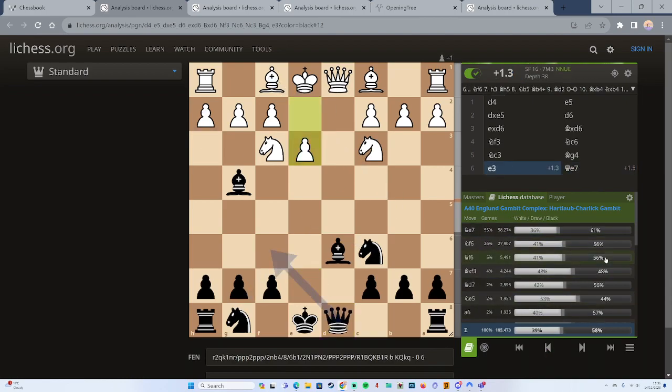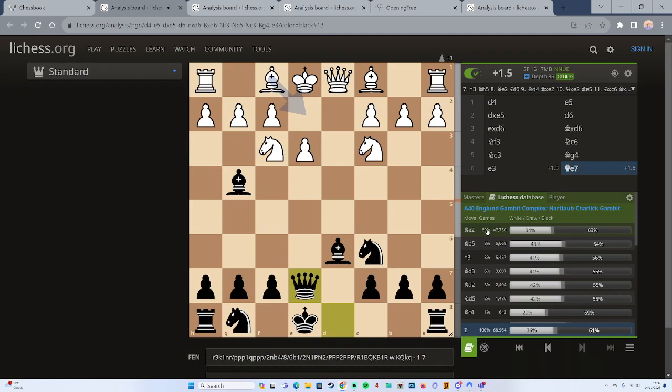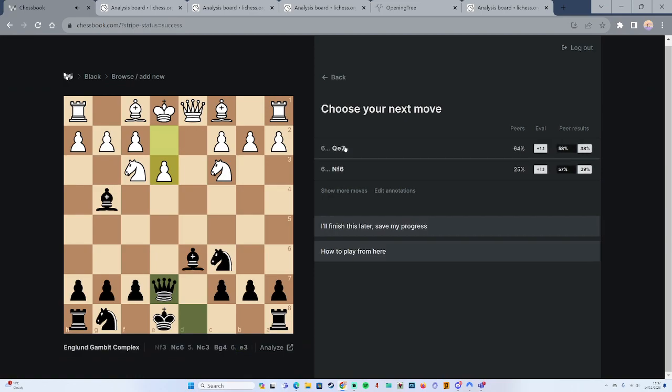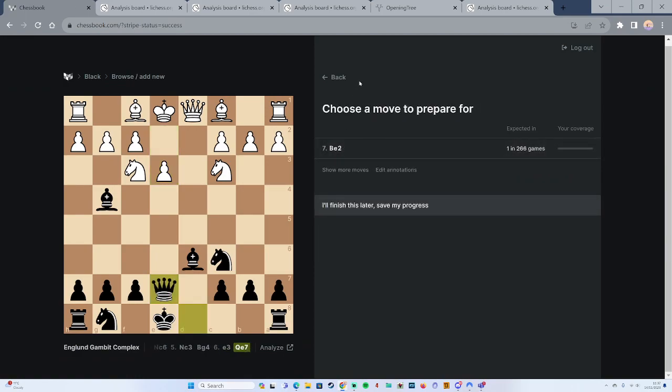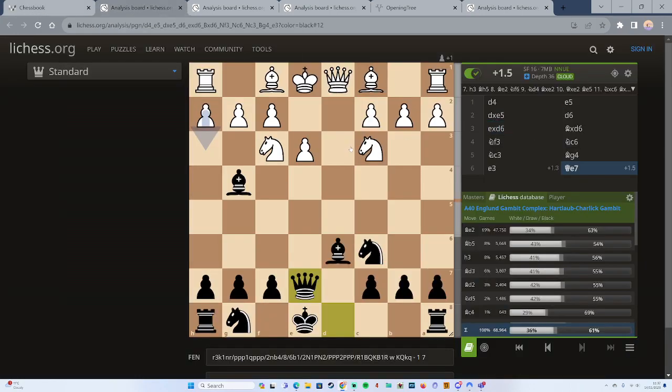But when you look here, it's got a difference of like 5%. I mean, that's huge. So let's make queen to e7 our repertoire move, even though on paper it's slightly worse. But we're going to make it our repertoire move so that we learn it that way. And then what does white do? So they've got overwhelmingly queen to e2 as the move. And then the question is, do we learn these sidelines as well?